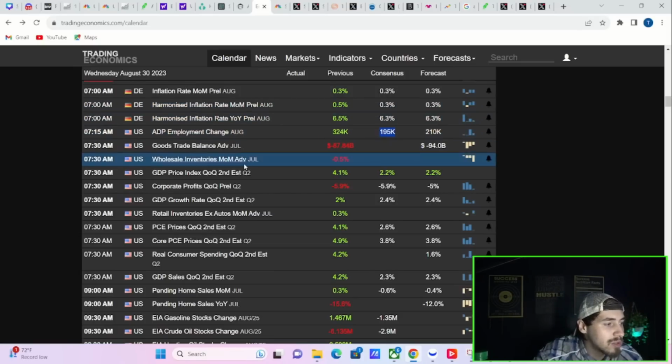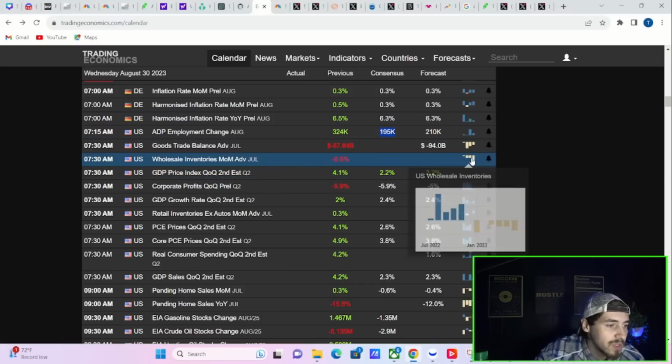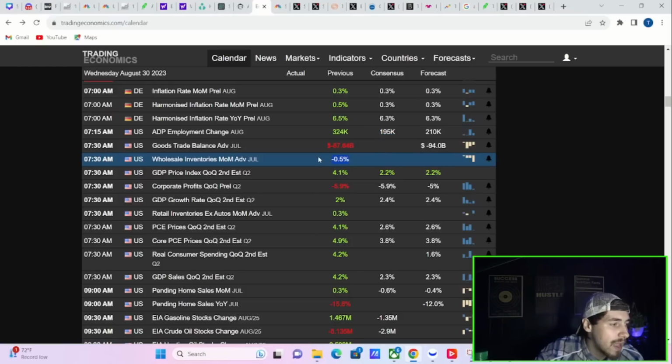That data does come out tomorrow, and then you're going to get wholesale inventories month over month. You're expecting that at -0.5%. And this is month over month. So inventories kind of falling is usually a good thing rather than a bad thing. So that could be a positive catalyst as well coming tomorrow.